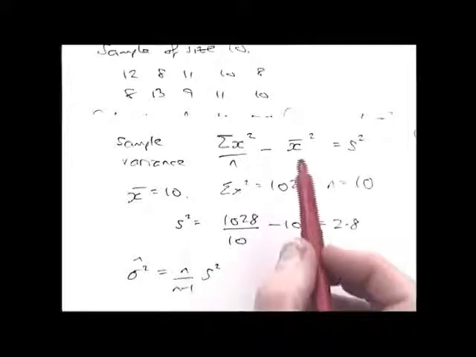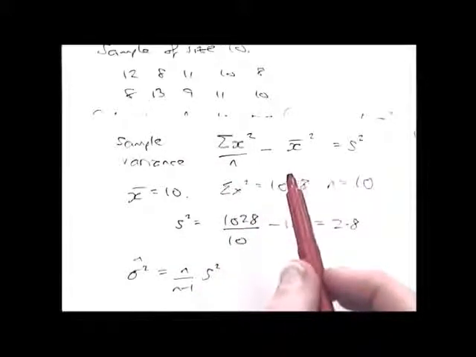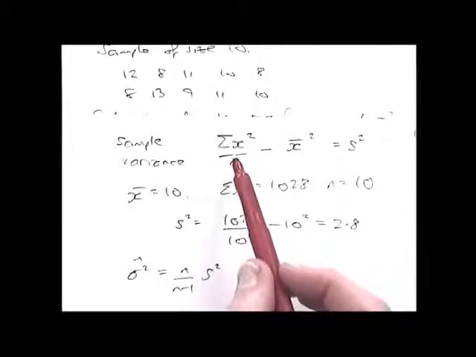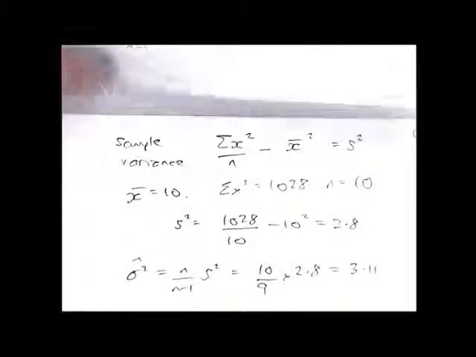2.8. Okay. So if we know what s squared is, what did we say sigma squared hat was equal to? N over n minus 1 times s squared. So this is where the n over n minus 1 comes from. If you had been given some summary statistics in the question, instead of the original data, if you were told what sigma x squared and sigma x were, you could do it this way. So this should be 10 over 9 times 2.8, and if you do that sum, you should get 3.1 recurring, which is what we had from our calculator earlier on.